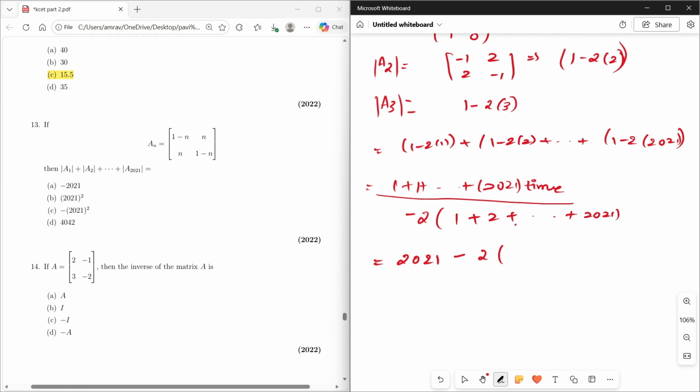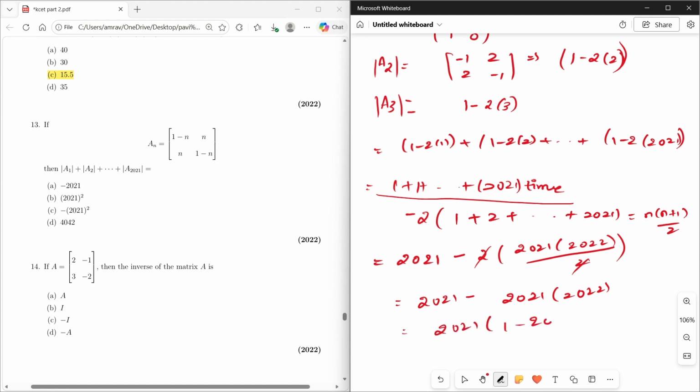So if it is 1 plus 2 plus 3 plus so on up to 2021, the formula is n into (n plus 1) by 2, where n is 2021. So you get 2021 into (2021 plus 1, which is 2022) whole divided by 2. So this is equal to 2021 minus 2 gets cancelled, so after cancelling that, 2021 into 2022. Now what is common in both of them? 2021 is common, 1 minus 2022. So this is equal to 2021 into, what is 1 minus 2022? Minus 2021. So this is equal to minus 2021 whole square.